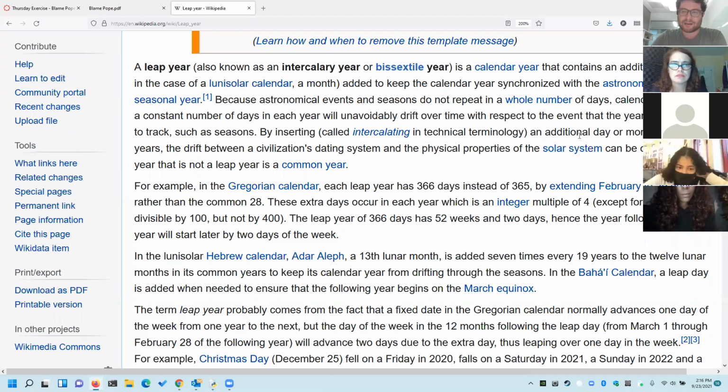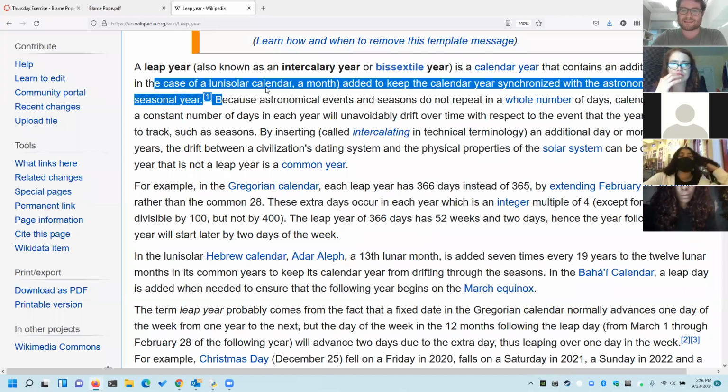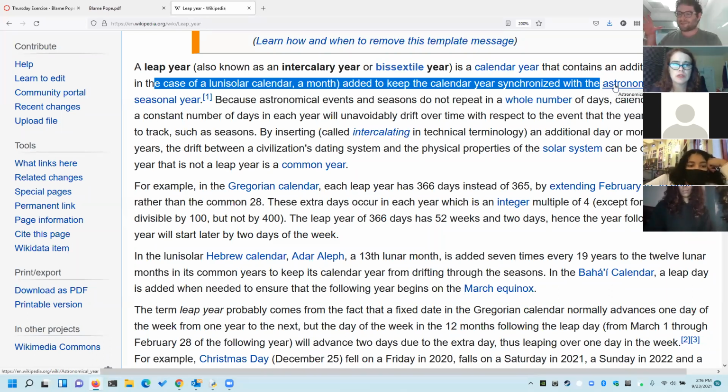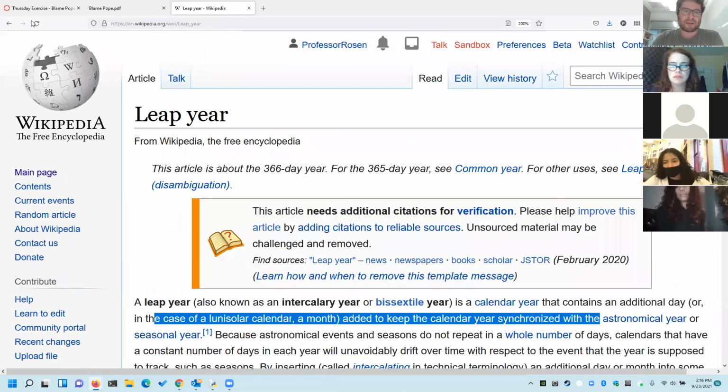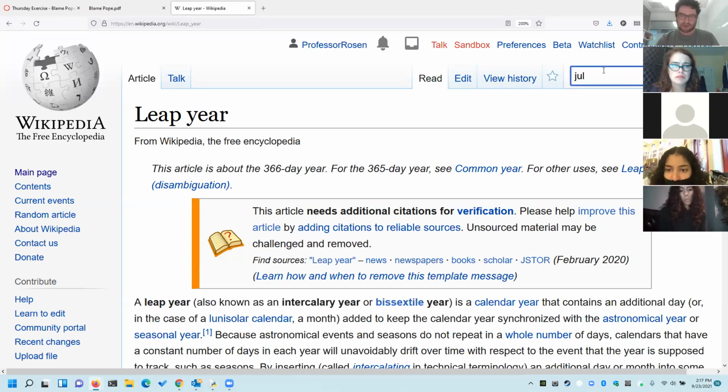That's pretty much it. But yeah, Wikipedia says the calendar year needs to be synchronized with the astronomical year, the physical measurement we can do scientifically about the Earth going around the sun, and the seasonal year, meaning our seasons. We'd like summer to actually feel like summer. Otherwise, we're going to drift, like we saw in the Julian calendar.